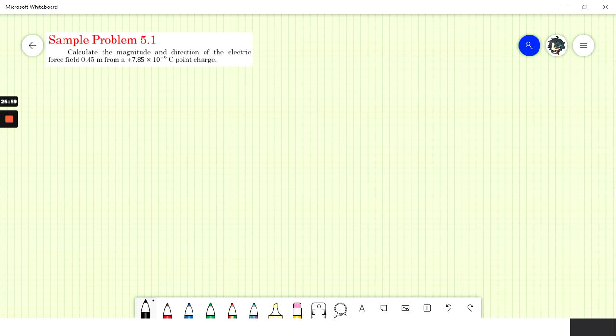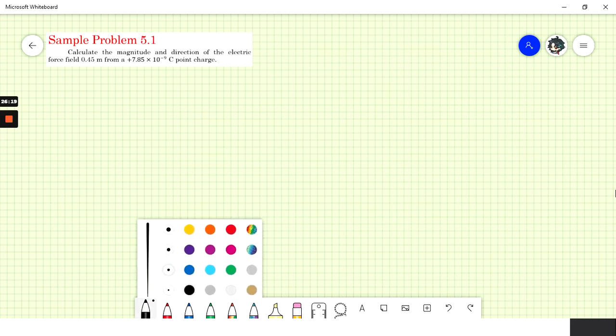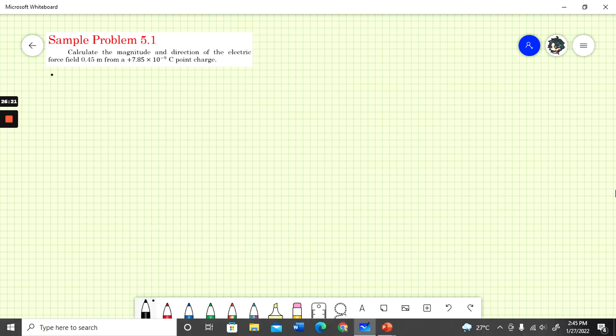Sample problem 5.1. Calculate the magnitude and direction of the electric field 0.45 meters from a 7.85 times 10 raised to negative 9 coulombs point charge. Okay, so how are we going to do this? Let's first write our givens. They gave us the distance, so we have a distance of 0.45 meters.